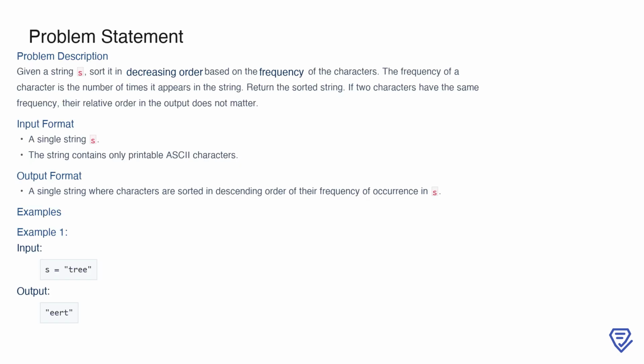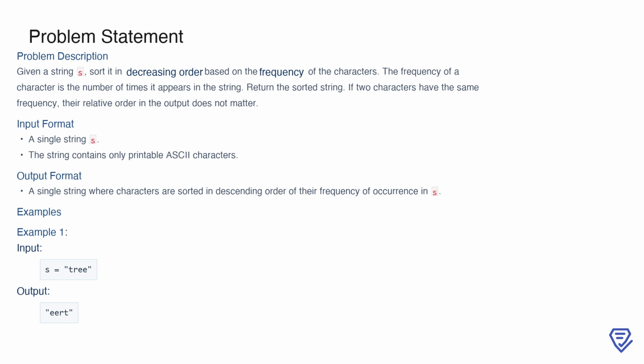In this problem, we're tasked with sorting the characters of a string based on their frequency of occurrence, in decreasing order. This means that characters that appear more frequently in the string will come first in the output. If two characters have the same frequency, their relative order in the result does not matter, so there can be multiple valid outputs. The input is a single string S, which contains only printable ASCII characters. The output is also a string, where the characters are arranged as described.